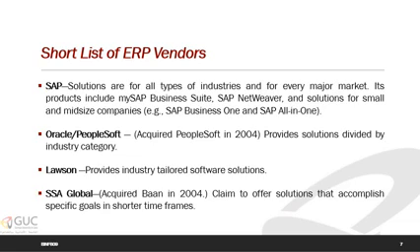The fourth ERP vendor is SSA Global. By acquiring BaaN in 2004, SSA Global effectively doubled the company's size. They claim to offer solutions that accomplish specific goals in shorter time frames and that they are more efficient with time. Headquartered in Chicago, SSA Global has offices all over the world.